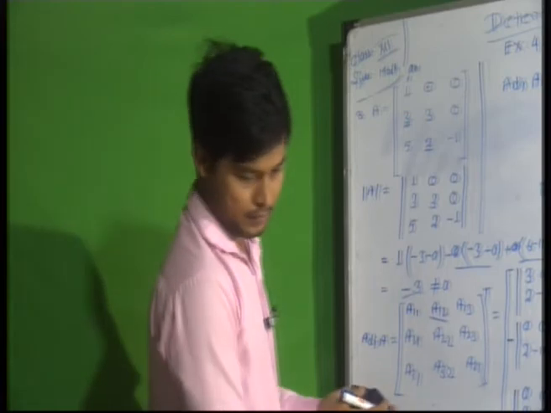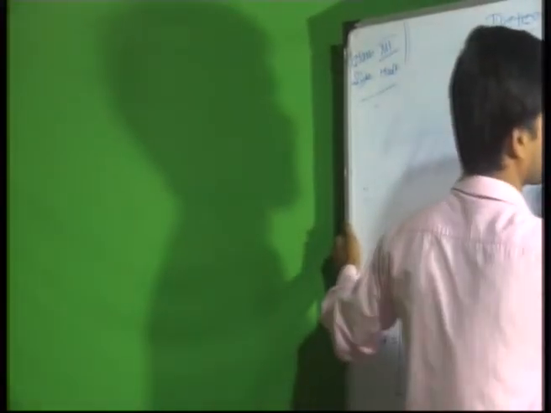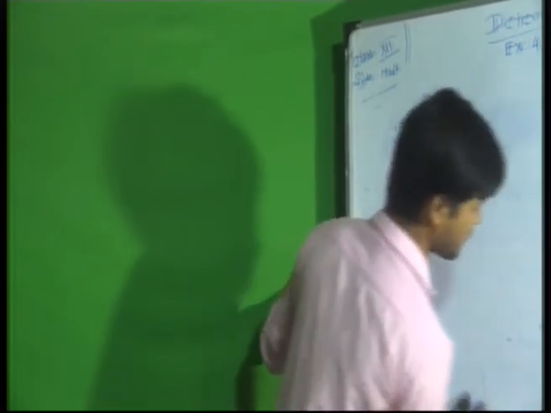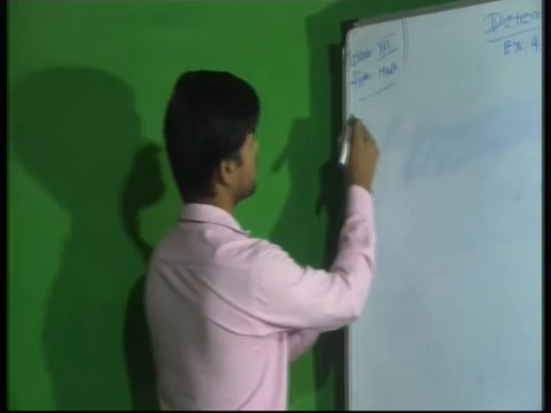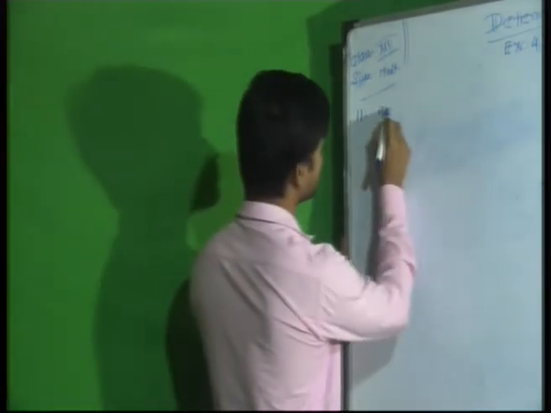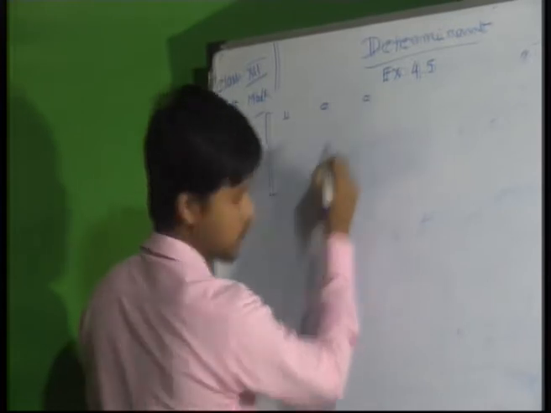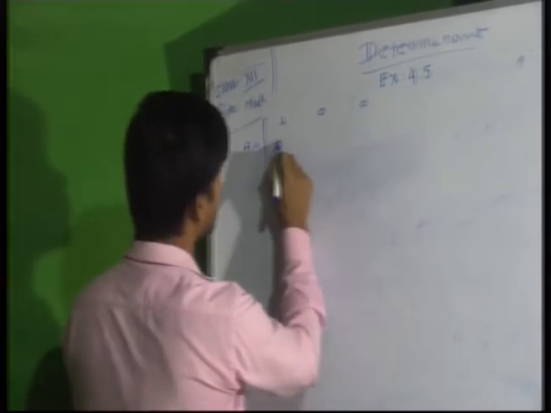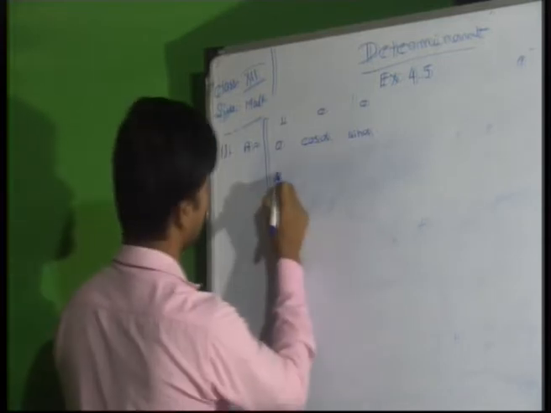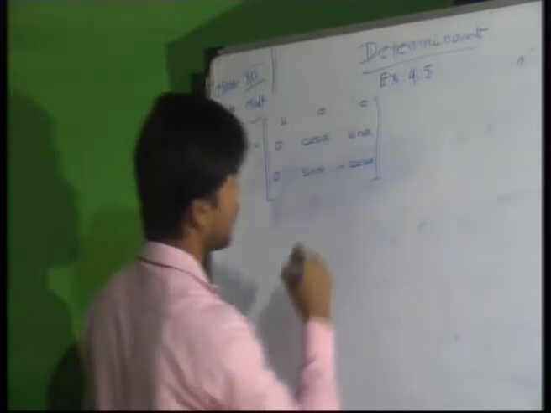Suppose question number 10. Question number 11. Let's solve question number 11. We have to calculate the inverse of the given matrix. So question number 11 is A equal to the given matrix: 1 0 0, 0 cos alpha sin alpha, and 0 sin alpha minus cos alpha. We have to calculate the inverse of the matrix.